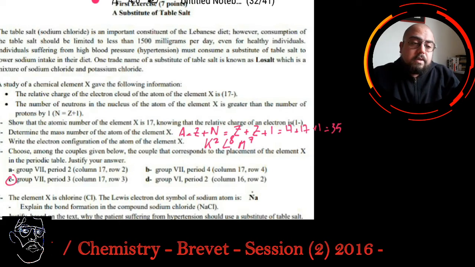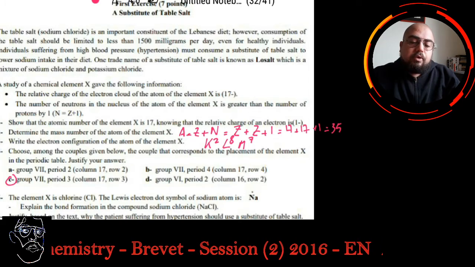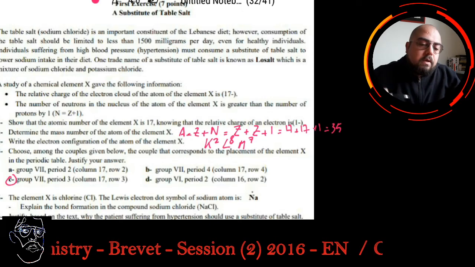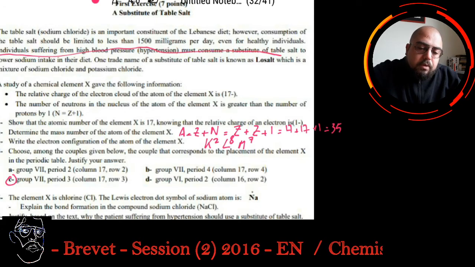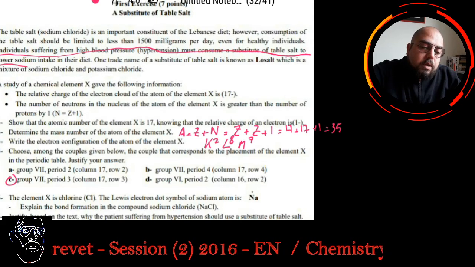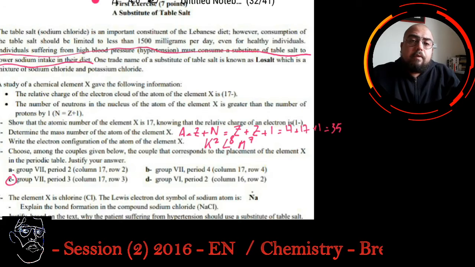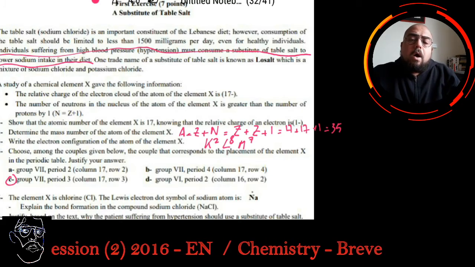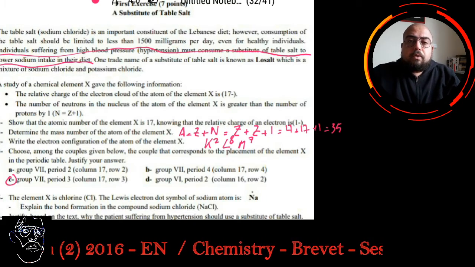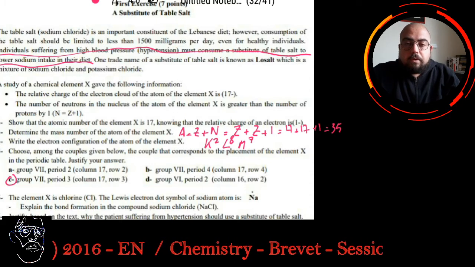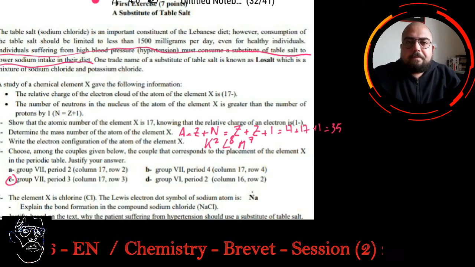Justify, based on the text, why the patient suffering from hypertension should use a substitute of the table salt. So, individuals suffering from high blood pressure must consume a substitute table salt to lower sodium intake in their diet. That's the main issue. Whenever there is a high intake of sodium, it will lead to hypertension. So in that case, the patient will have to use a substitute of this table salt and use Losalt, for example, in order to lower this intake of sodium.